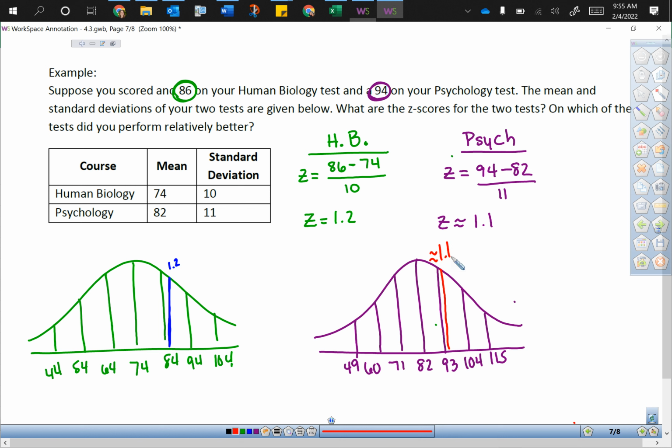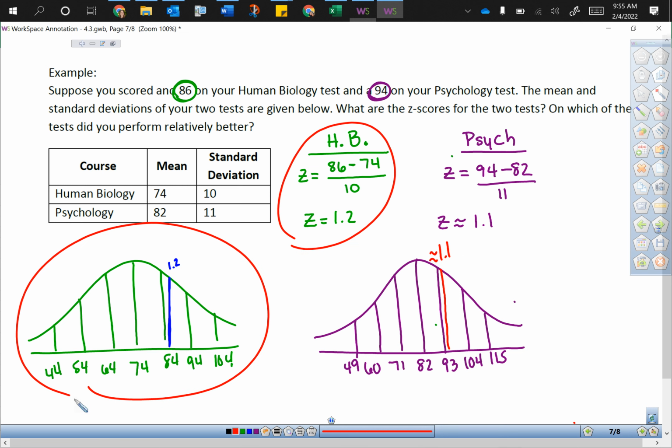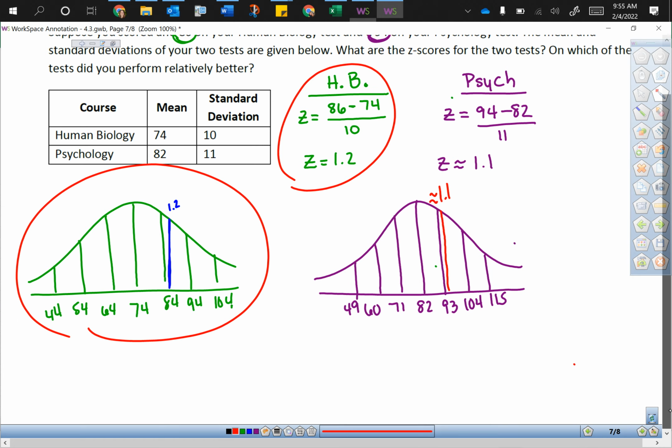Now, I understand that you got a higher grade on your psychology test than you did on your human bio test, but in relation to the class average and the class standard deviation, which test did you perform relatively better on? You performed relatively better on the human biology test because you scored 1.2 standard deviations above the mean instead of 1.1. Does that make sense? So let's write that out so you guys have something to refer back to.